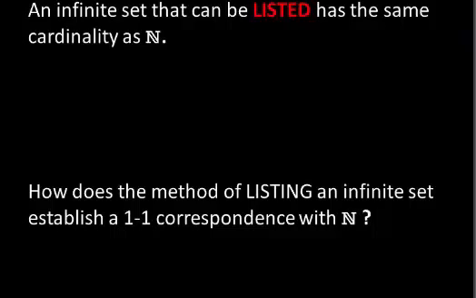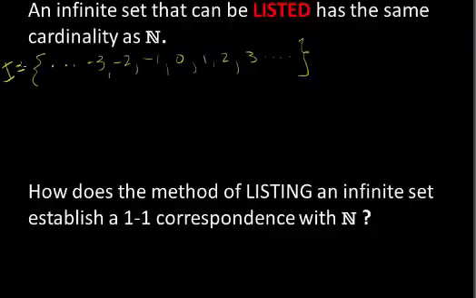Let's review for a second how we decide if a set has the same cardinality as the set of natural numbers. We said that an infinite set that can be listed, put on a list, has the same cardinality as N. For example, the integers. I just showed you that we could write them this way, ... minus 3, minus 2, minus 1, 0, 1, 2, 3, ... That's the set of integers. Call them capital I if you want.